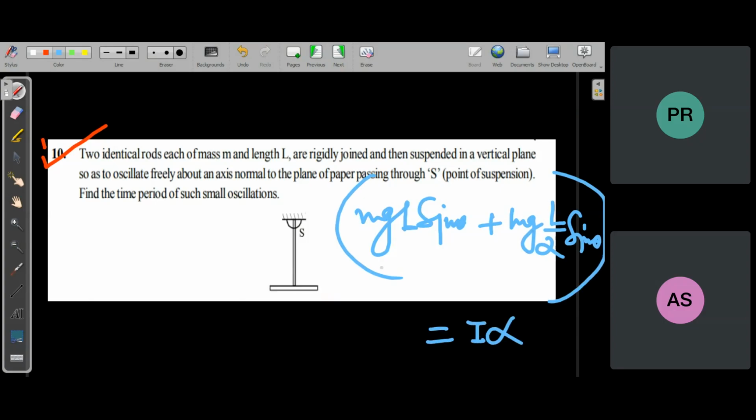I, you have to always find about the axis about which you have measured this theta. So it should be about the point of suspension. The whole system is doing SHM about the point of suspension.